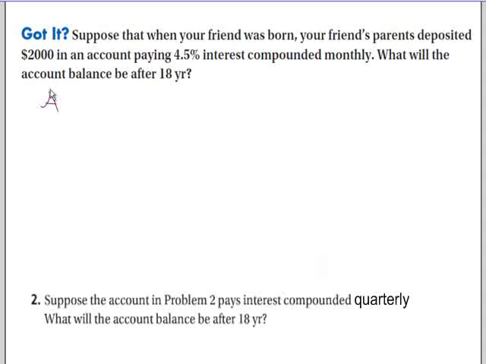So our actual balance is going to be equal to the principal times 1 plus the rate over the number of times per year, to the number of times per year times the number of years.